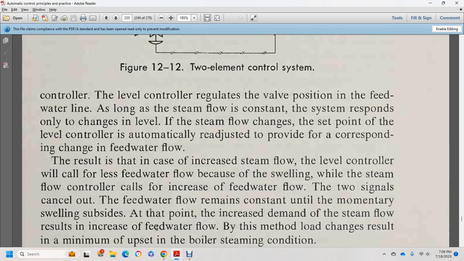As a result, in this case, the increased steam flow with the level control will call for less feed water flow because of the swelling, while the steam flow control valve calls for an increase of the feed water flow. The signal cancels out the feed water flow change, which remains constant until the momentary swelling subsides.